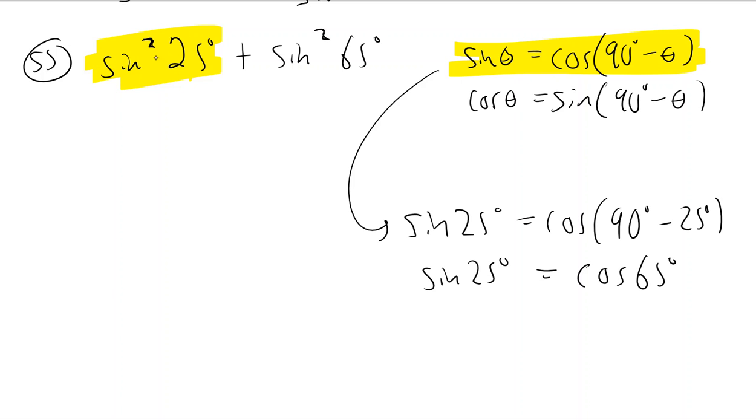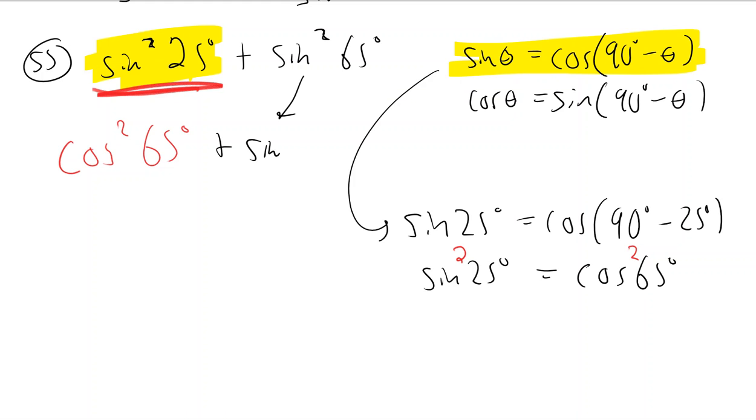Now, how I want to apply that here is this is sine squared. So if I square this side of the identity, I can square that side. So instead of sine squared of 25, that's the same thing as cosine squared of 65. And then, any ideas why this is much better than what we started with? You see how these angles are now the same?